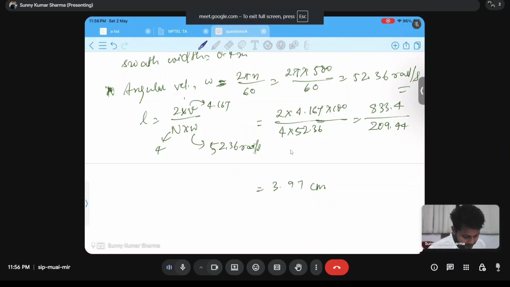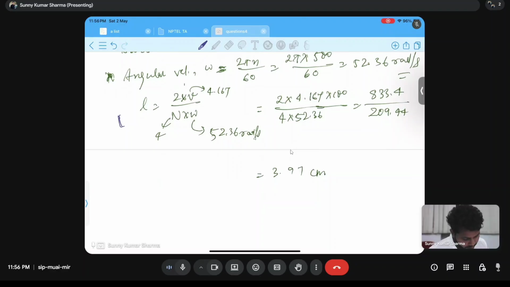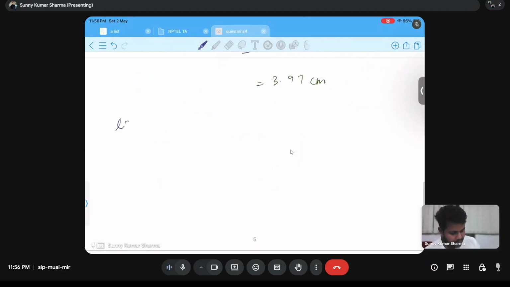So here we just saw that for the length of knife, I wrote 2 into V into N into omega, where omega in radian per second I wrote. So if we are balancing the unit, it is not coming. So this formula you can omit it here. So the length of each knife, the minimum length will be equal to velocity by N, number of blades, into rotation per second, revolution per second. So here we will get it in meter.